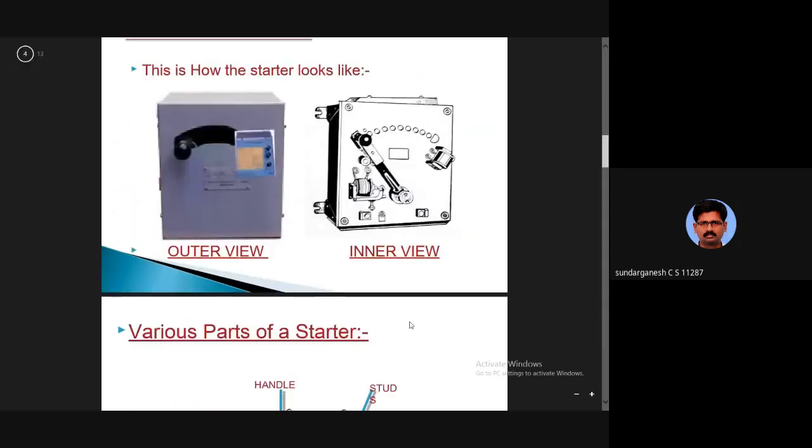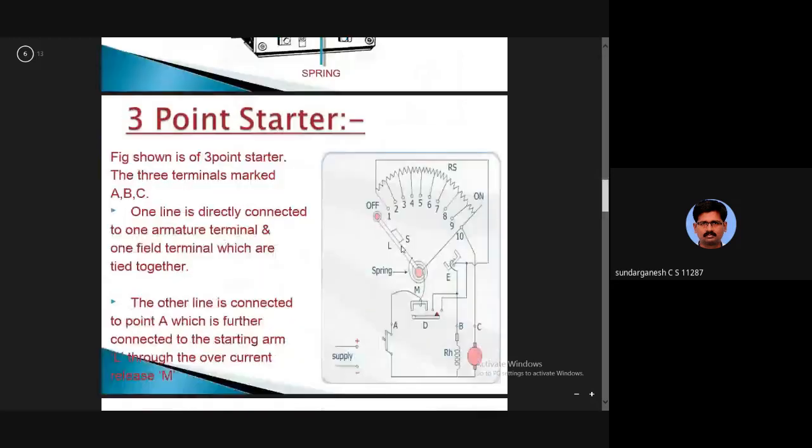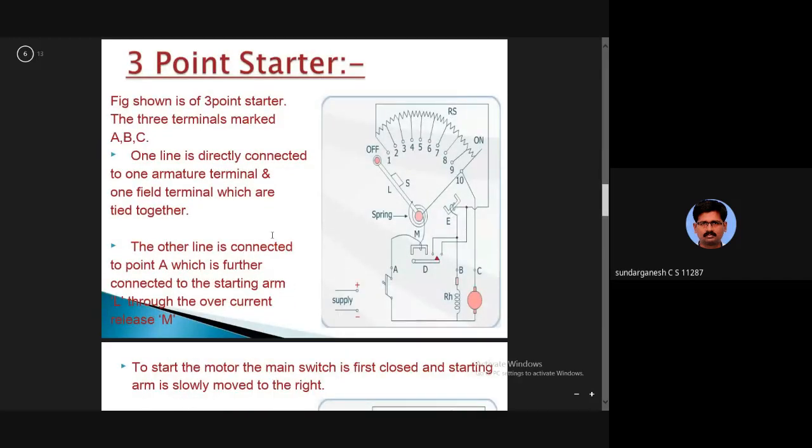Next one, in the 3-point starter, what are the components available here? Hold-on coil, overcurrent relay, handle, soft iron piece, studs, and the resistances are connected here. So you have to explain this construction, then draw this diagram, then explain the working. I am moving the handle to position 1. All the resistance will be added to the armature, so the starting current is reduced. When I move the handle to every position, the resistance is gradually cut off. When it reaches position 10, this electromagnet will hold the handle. So this is the operation of the 3-point starter.